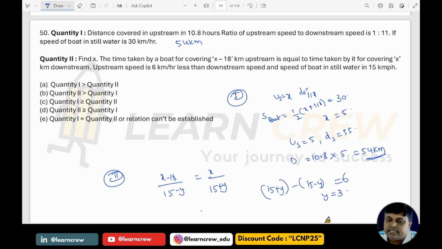If y is 3, x minus 18 by 15 minus 3, 12, equals x by 15 plus 3, 18. So 6 3s are 18, 6 2s are 12. So 3x minus 2x. So x is equal to 54 kilometers. X is equal to how much? So this is also 54 kilometers I am going to get. So thereby both quantities 1 and 2 are equal.